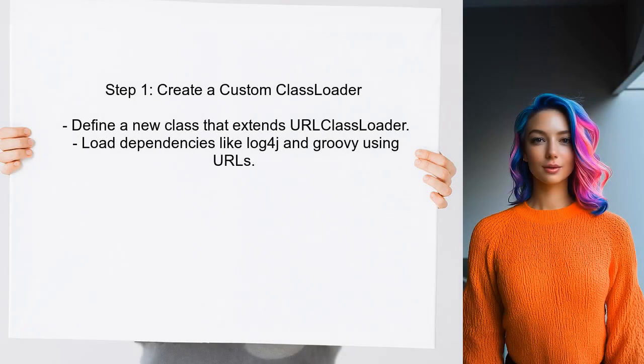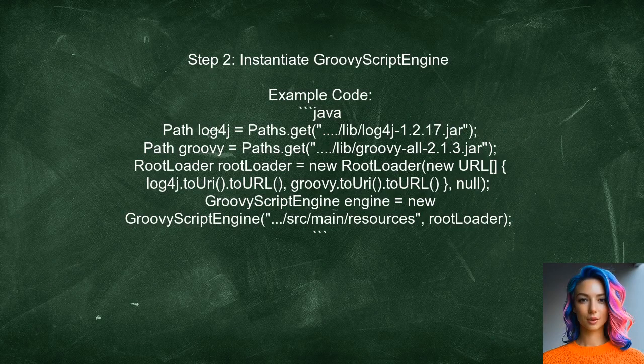To execute Groovy scripts in an isolated class loader, the user should first create a custom class loader. This class loader will load the necessary dependencies without interfering with the calling class's context. Next, the user should instantiate the Groovy script engine with the custom class loader. This allows the Groovy scripts to run in isolation from the main application.